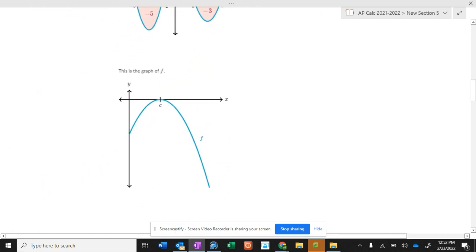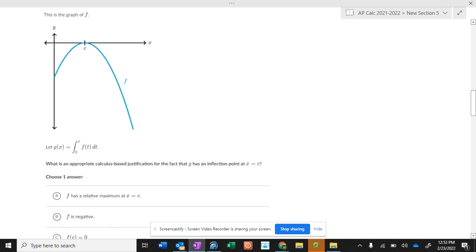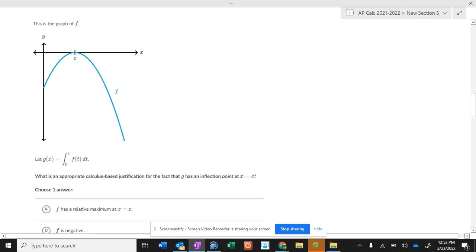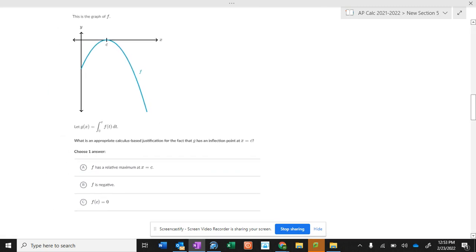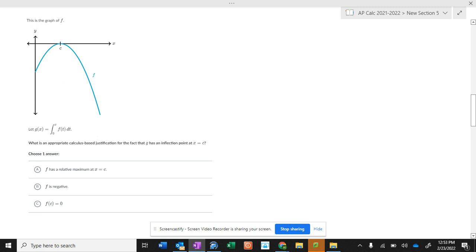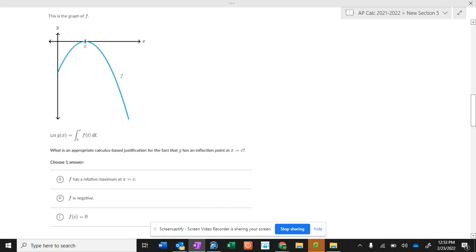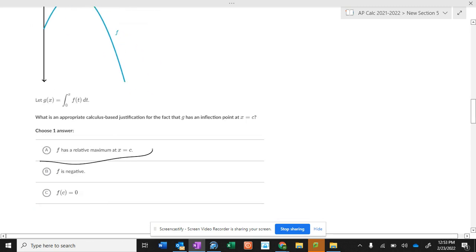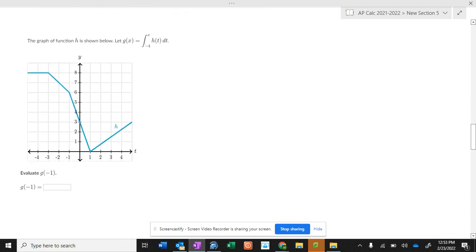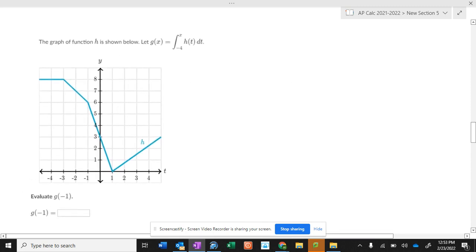All right. This one. What's an appropriate calculus-based justification that G has a point of inflection at C? Is it because the function is 0 at that point, or because it has a relative maximum at that point? Relative maximum. You guys are so smart. It is a relative maximum. All right. And then for this function, what's G of -1?